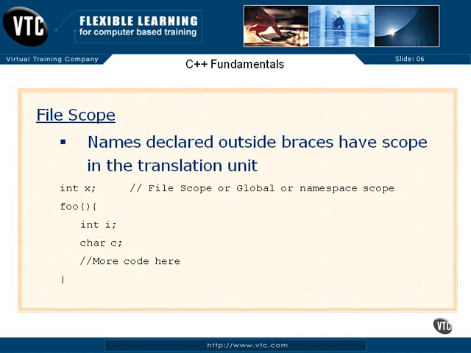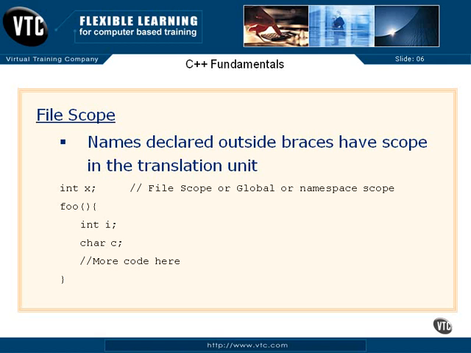File scope is for names that are declared outside the braces. They have the scope of the translation unit, and sometimes that's called a global. There you see we have an integer x declared outside of foo, and it could be used by foo or any other function which is in the translation unit along with that foo function. Because it is not declared within the function, it is outside, so it has file scope throughout the translation unit.